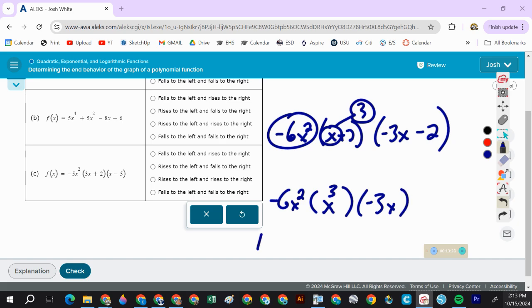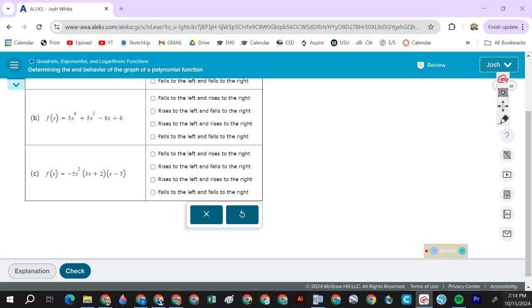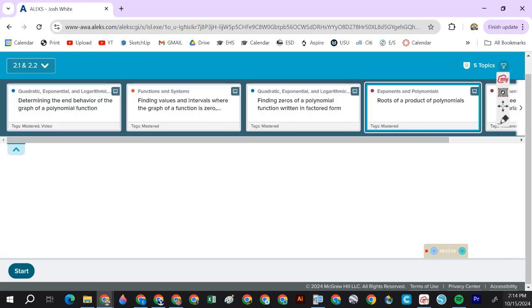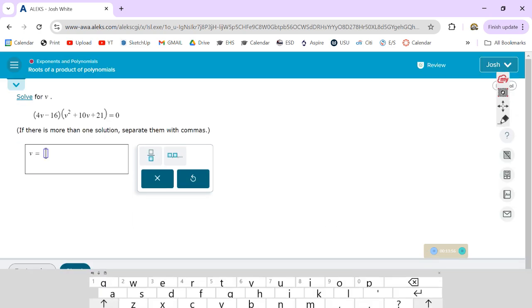So that gives me 18x, 2 plus 3 is 5, plus 1 is 6. 18x to the 6. What does the end behavior look like? It's a smiley face. Left side up, right side up. I did that backwards. Okay. Does that make sense? Okay. That's the first half of today. The second half is finding the roots.